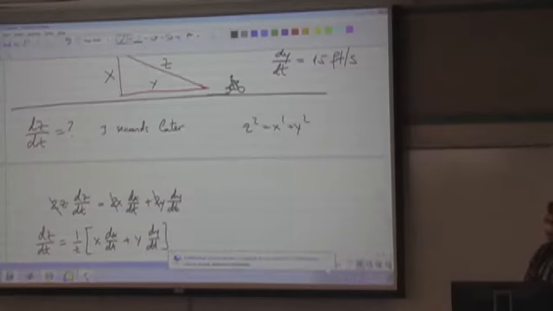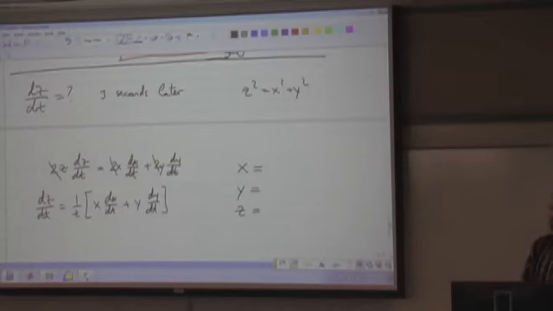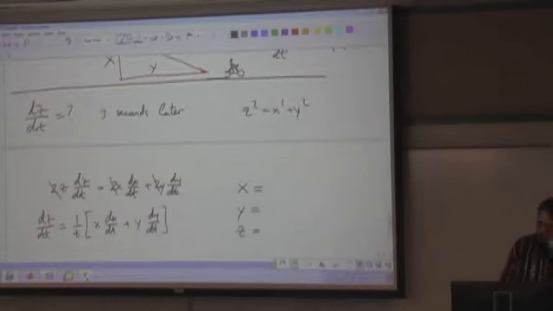So I guess here comes the semi-challenging part of the problem. What do we know, what do we need to figure out? We're given the dx over dt and dy over dt, right? Do we know what x is? Do we know what y is? Do we know what z is? So what is y?